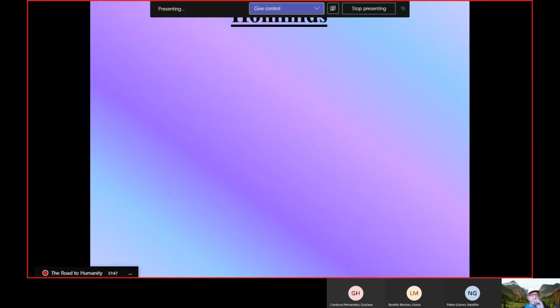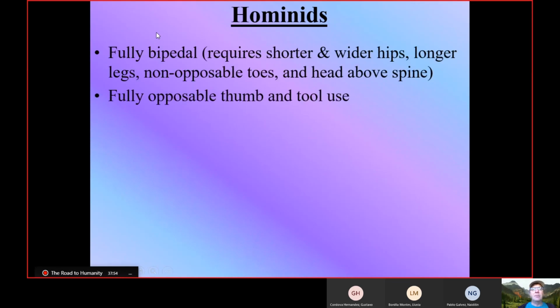All right, so let's zoom in on our group, which are called the hominids. So the hominids evolved from the apes, and you can think of a hominid as an ape man or an ape woman. They are fully bipedal. In other words, 2 foot. They walk on 2 legs all the time. The ape is a quadruped. It walks on 4 legs most of the time.